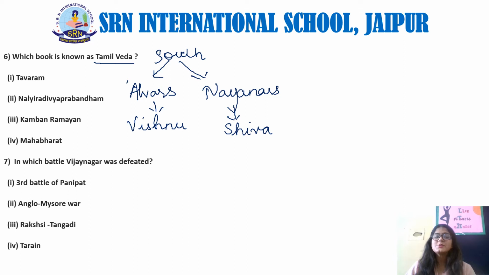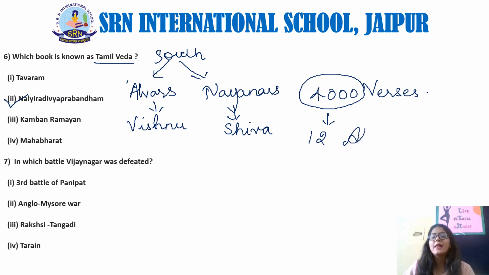Now the answer to this question is Nalayira Divya Prabandhanam. This book is the compilation of 4,000 verses. There are more than 4,000 verses, and these all were compiled by more than 12 Alvars. And I've already told you, Alvars are the worshippers of Lord Vishnu. Now I guess you have a clear impression of the question in your mind. Now we'll move towards the next question.